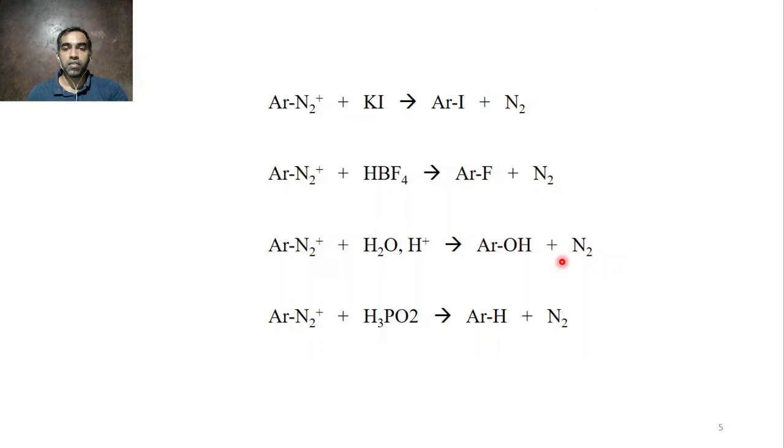If you want to convert it into phenol, you react with water in the presence of dilute HCl or H2SO4. Then to convert it into benzene, you just react it with H3PO2, that is hypophosphorus acid. You can see in all the cases that diazonium is liberated as N2, nitrogen. Okay, these are Sandmeyer reactions up to conversion of iodide and fluoride, and these two are normally conversion into phenol and benzene.